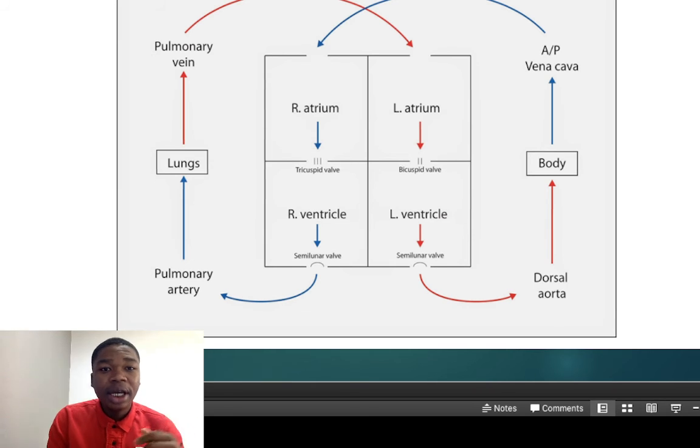Then from the lungs, oxygenated blood will be taken through the pulmonary vein into the left atrium. So from the left atrium, blood will flow into the left ventricle through the bicuspid or mitral or atrioventricular valve. Then from there, the blood from the left ventricle will flow through the semilunar valve or the aortic valve into the aorta, then to the body, then back. I hope it makes sense.